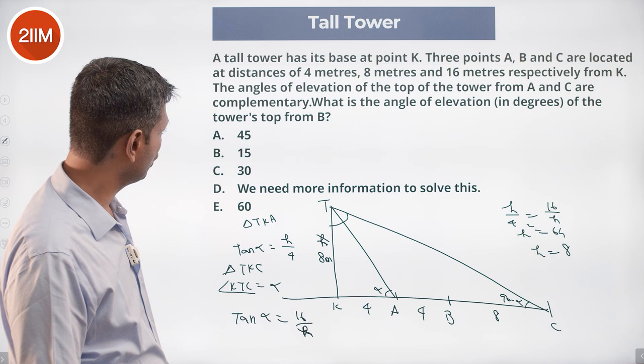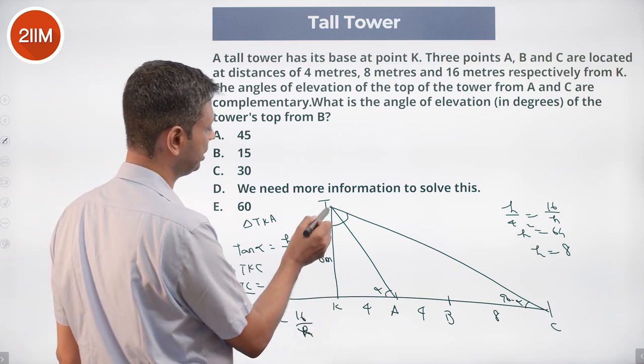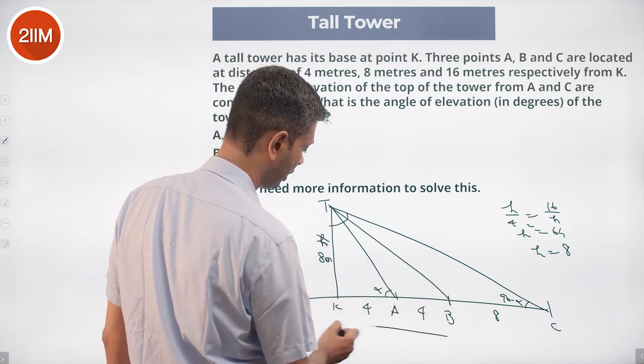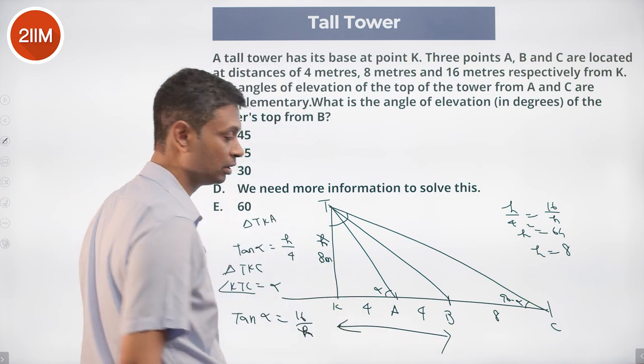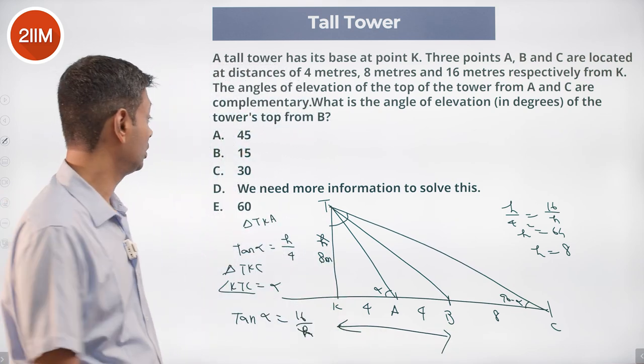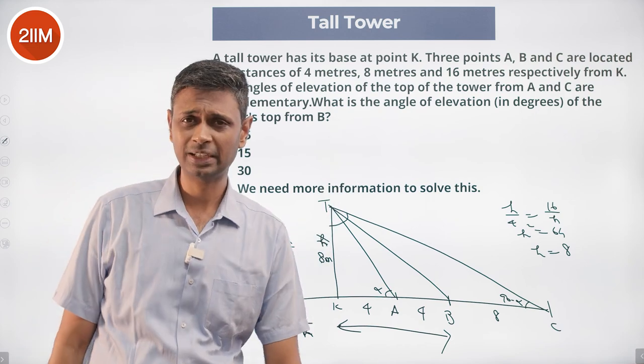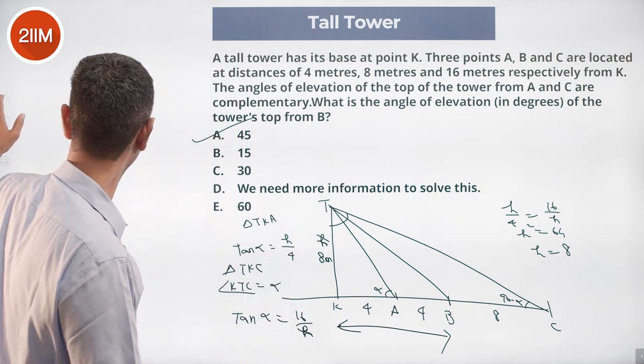What is the angle of elevation of the tower's top from B? From B, this is 8, and this is 8. It's an isosceles right angle triangle, so the angle is 45 degrees. Right. Nice, beautiful question. Very routine trigonometric question.